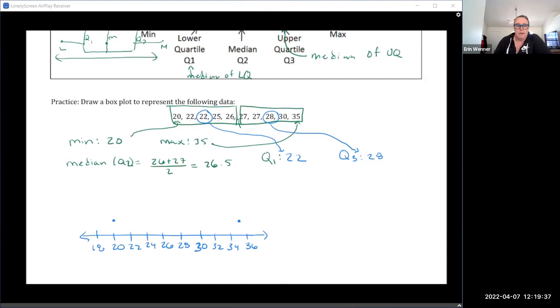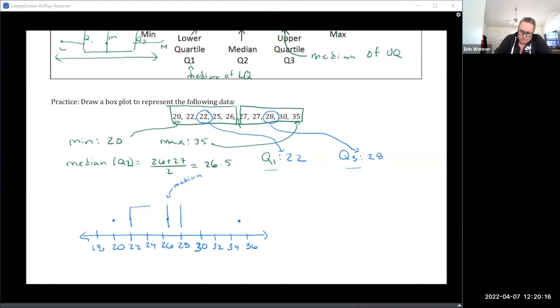Then I'm going to mark my median, which was 26.5. So that's right here, and we're going to draw a vertical line. Again, this is my median. Then I need to draw my Q1 and Q3. So Q1 is the median of the lower quartile, so 22. We draw a vertical line. And Q3 is 28. And we draw a vertical line.